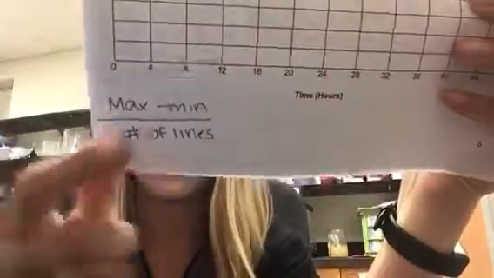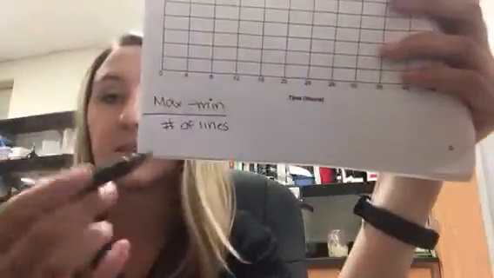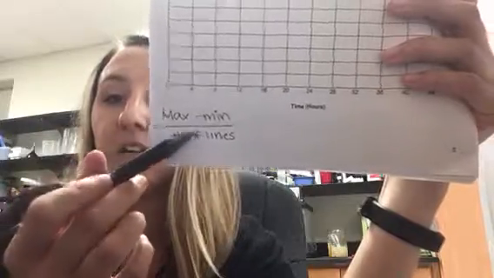Okay, when it comes to our graph, there is a formula that we like to use in biology that just makes everything so much easier. Your max minus minimum divided by number of lines. Okay, so here it is for you. Again, I know it's backwards. Max minus minimum. Sorry, that's minimum. That might help you. Max minus min divided by number of lines.